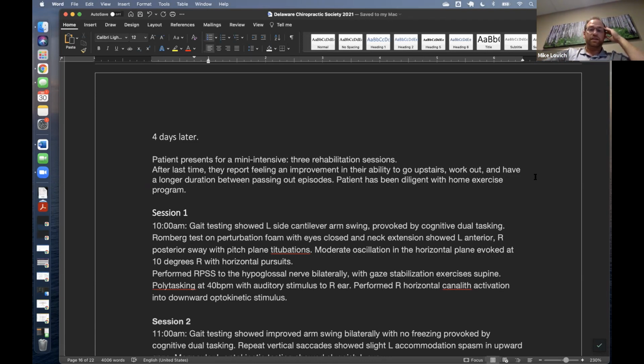And she also had pitch plane perturbations, which means that while she's on the foam pad, she's bouncing on there too. That's an otolithic problem. So now we're not only seeing canalith issues, we're seeing otolith issues. And she had moderate oscillations in the horizontal plane evoked at 10 degrees right with horizontal pursuits. So when I was watching her eyes pursue, she had an oscillation at this point where her eyes would just go. An oscillation is a hypermetric catch-up saccade. So it goes over and then it comes back, and then it goes over and comes back, very rapidly, and then it keeps going.